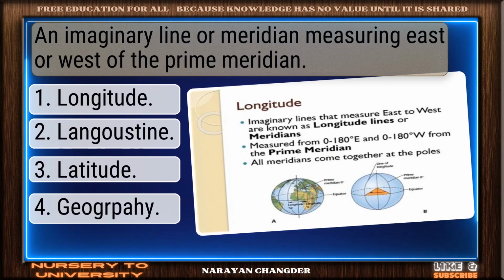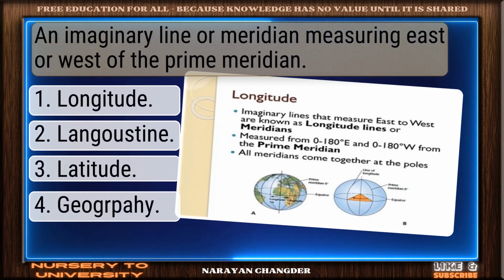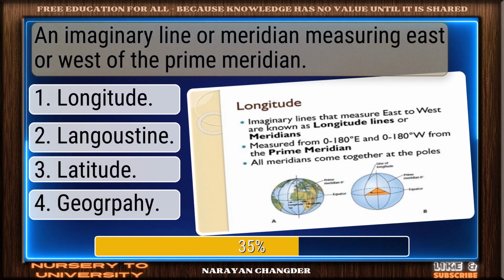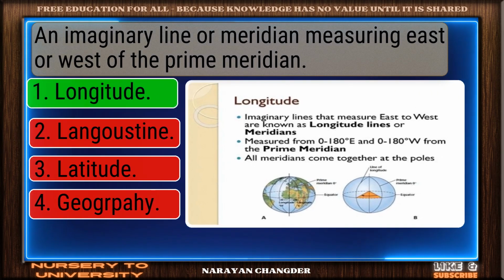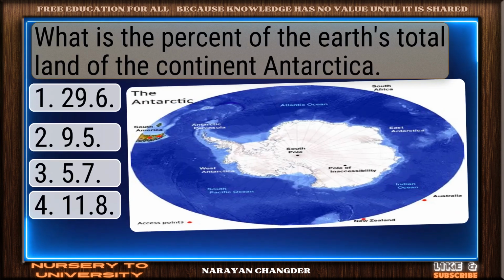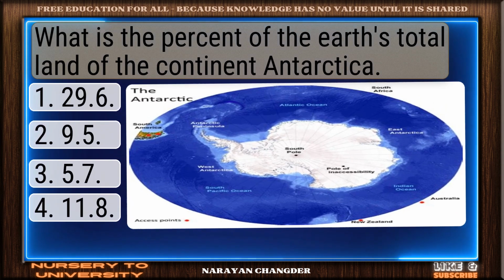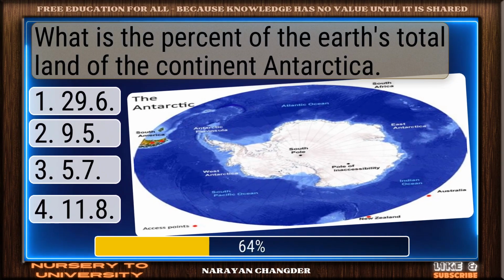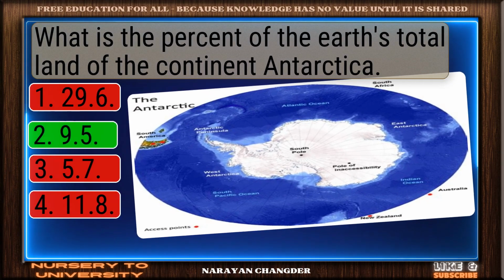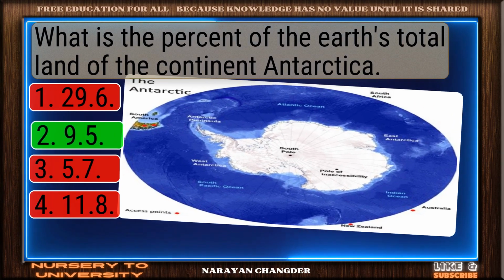An imaginary line or meridian measuring east or west of the prime meridian. Good thinking. Longitude is the right answer. What is the percent of the Earth's total land of the continent Antarctica? On track. 9.5 is the correct answer.